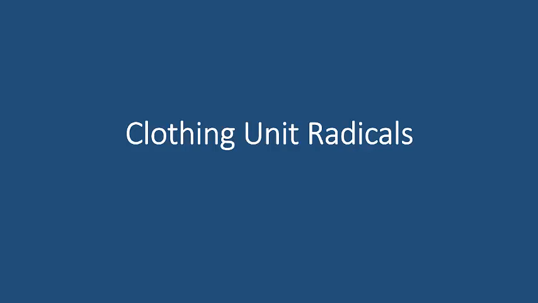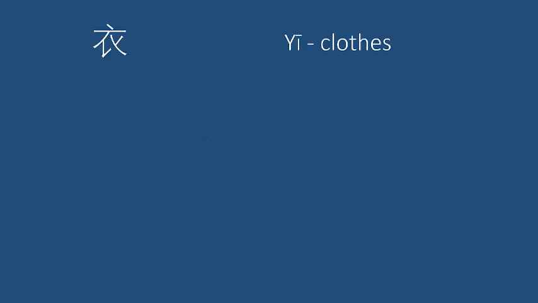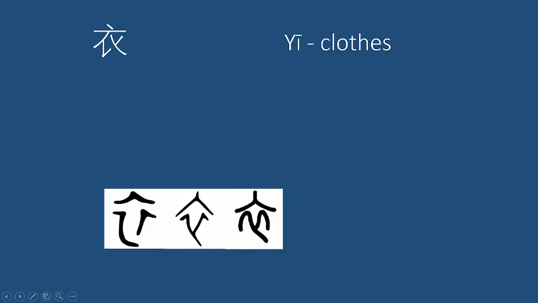This video is to introduce the radicals that we're going to be using to write characters in the clothing unit. So the first radical is clothes, and we actually haven't seen this since freshman year when we learned our first 30 radicals. And we're finally going to use it.